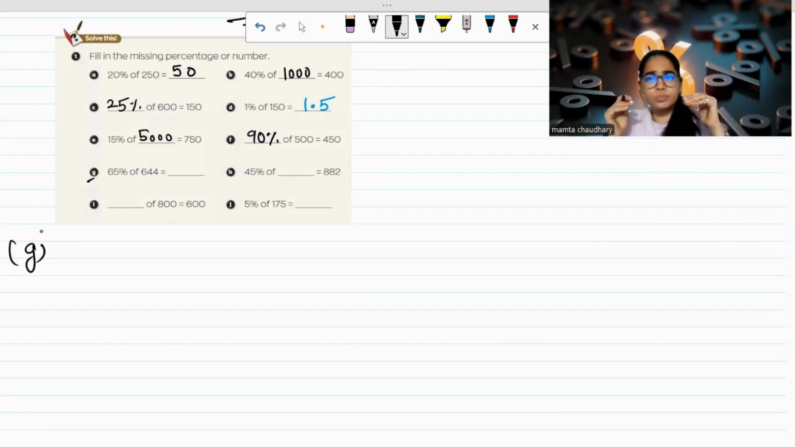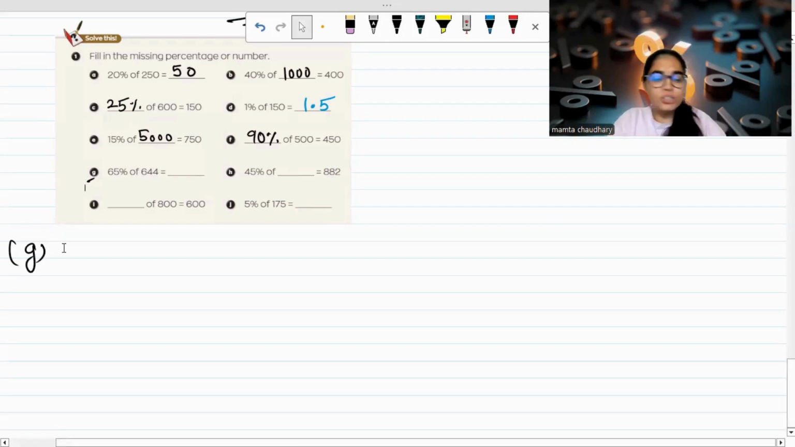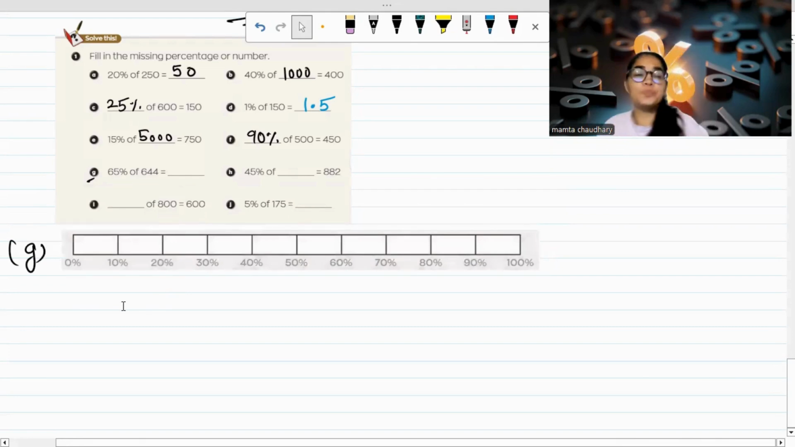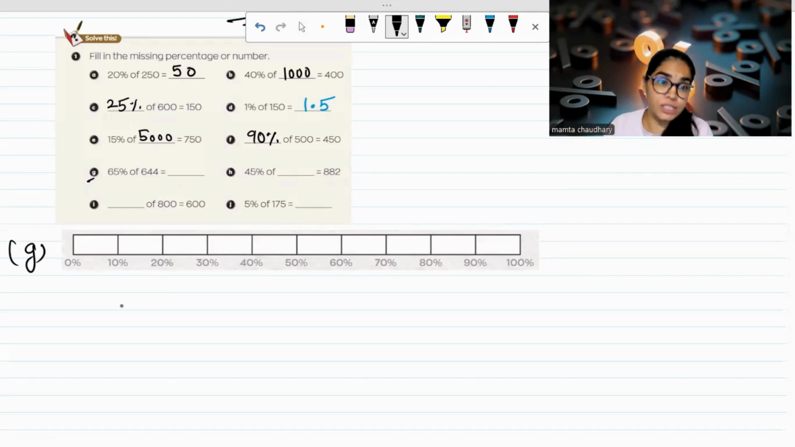Okay, so how to calculate? First step, remember? Recall. What is the first step? Draw fraction bars. Yes, absolutely correct. So first we'll draw the fraction bar. Now 65 percentage. First, what is 644? 644 is the whole. So this is the whole, and let's shade 65 percentage here.